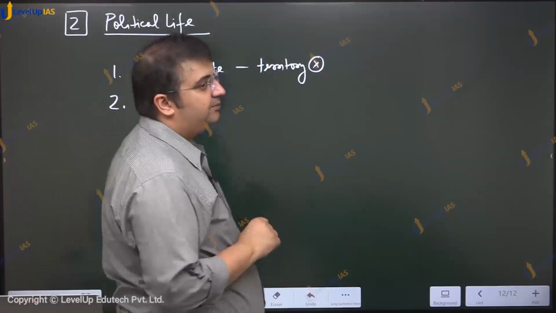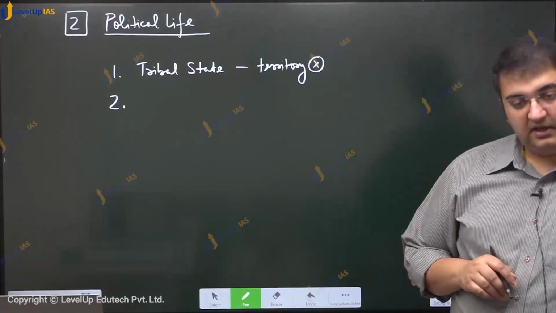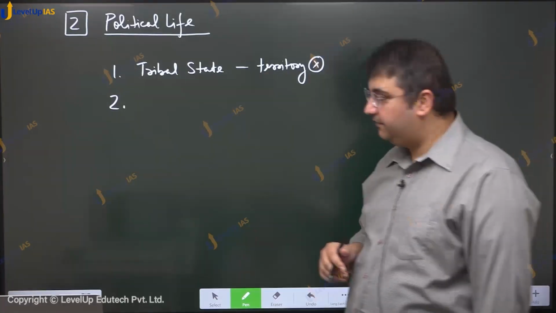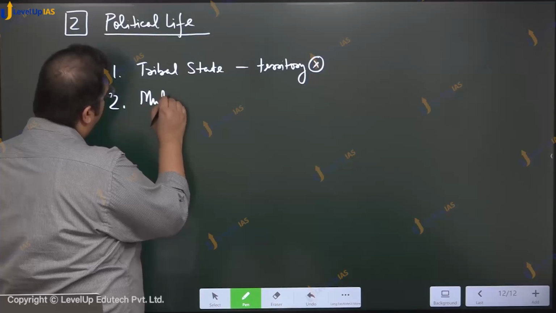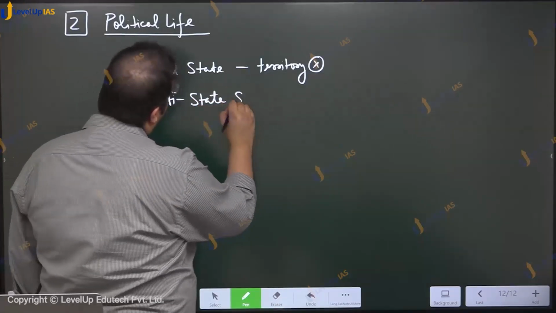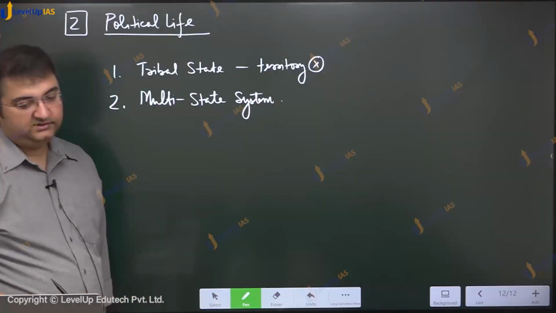Were the Aryans composed of a single tribe or multiple tribes? Multiple tribes, and each tribe would have its own tribal chief, right? And thus, a multi-state system existed.